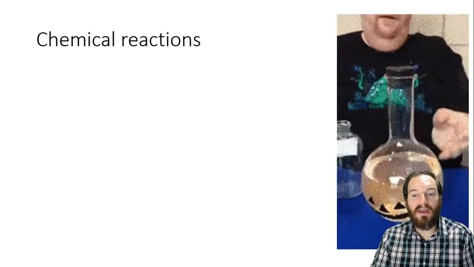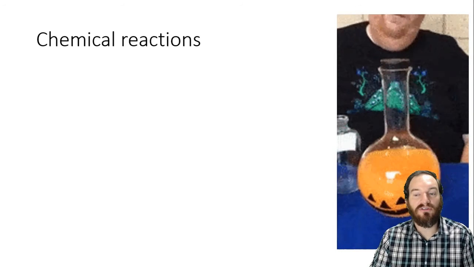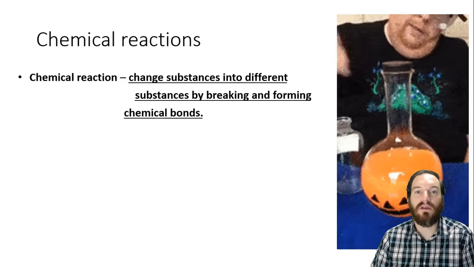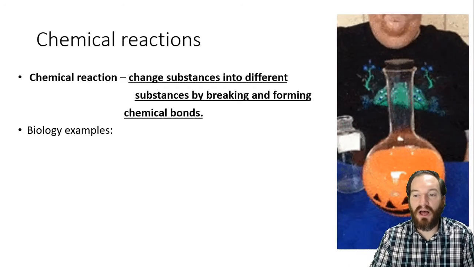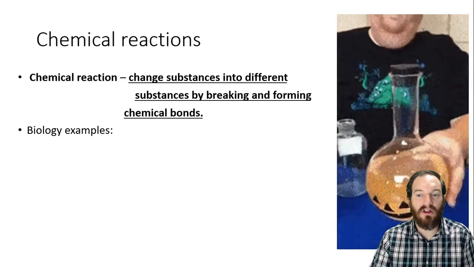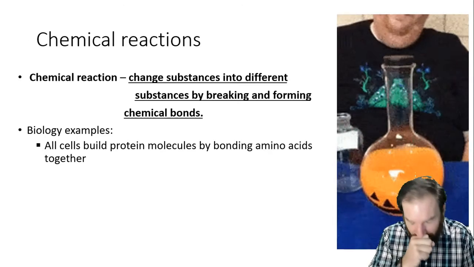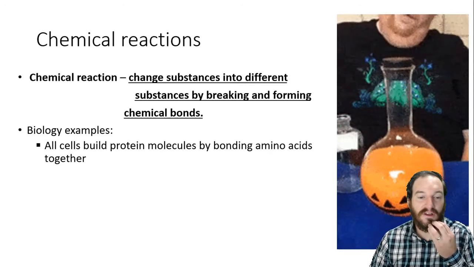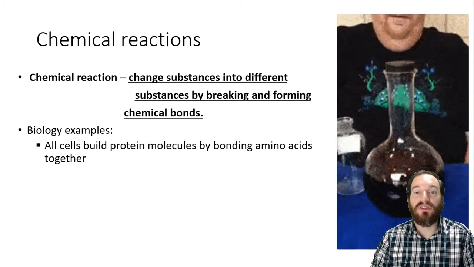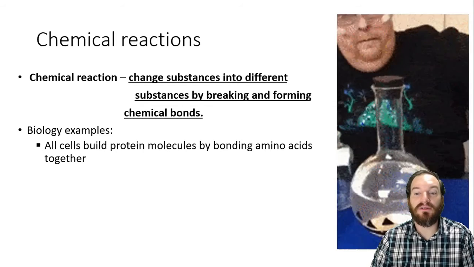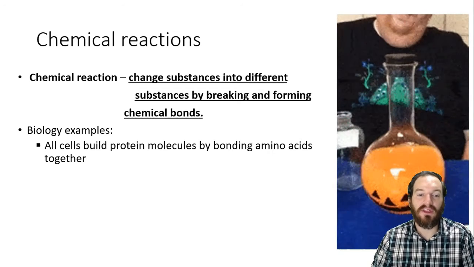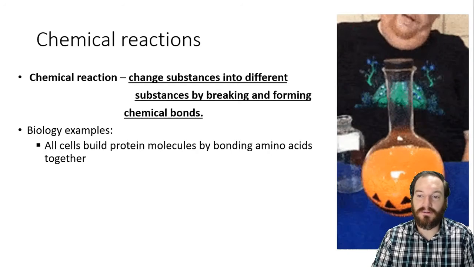Now, chemical reactions are extremely important. Chemical reactions are going to change substances into different substances by breaking and forming chemical bonds. So there's a couple examples of what will happen within biology. So let's talk about that. All right. So when we talk about different examples of chemical reactions within our class, things like building protein molecules are going to be extremely important. We're going to talk about chemical reactions that are going to build protein molecules by joining amino acids together.